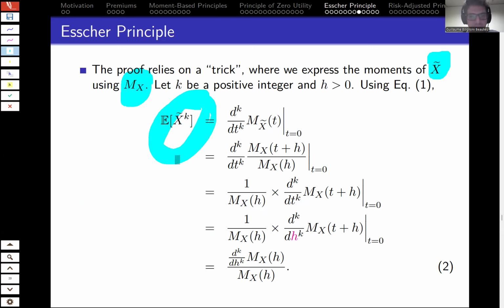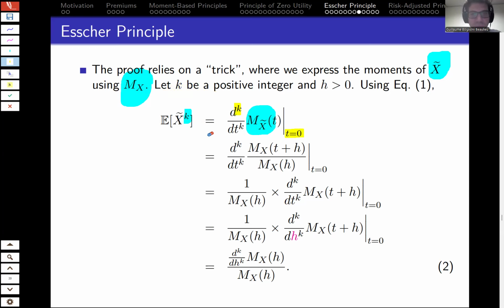expected value of x tilde to the power k. So here k is a positive integer. So we were just taking the kth non-central moment of x tilde. Now, we use the well-known property that if you take the derivative of the MGF k times, and then you evaluate the MGF at the argument t equals 0, that gives you exactly the kth moment. That's a well-known property.